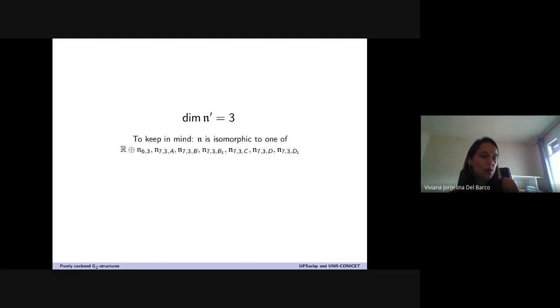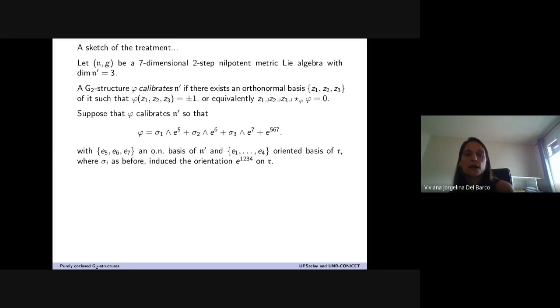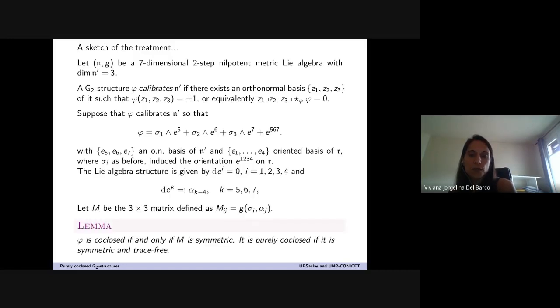So we were tempted to use calibrated 3-forms. That means, in the form which is written here, phi, that 5, 6, 7 is spanned by n prime. So we started working with this, but actually we were able to prove that this is not guaranteed by transitivity of the G2 action.